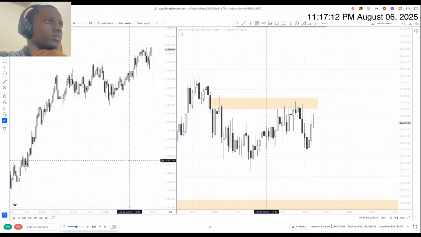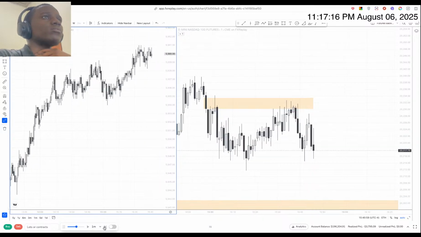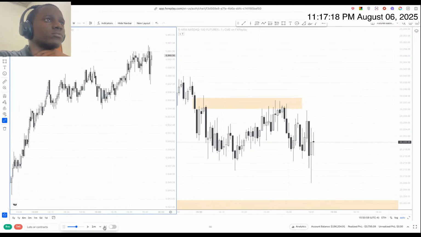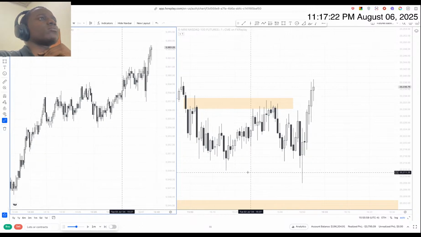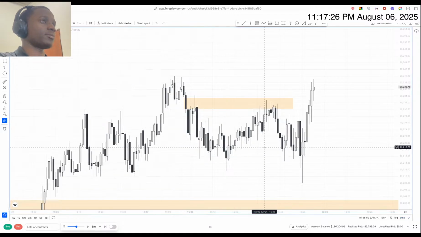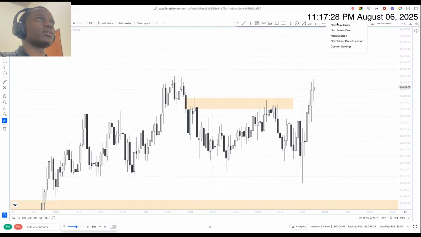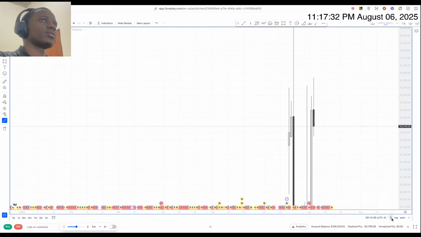Having some tea. It might be able to drop to here. Come on. What's wrong with how I'm reading price? Let's go now to the next day. Remove these drawings.